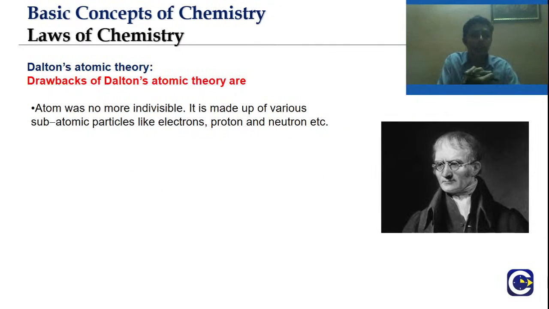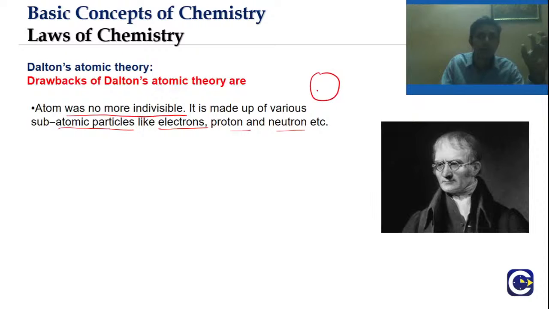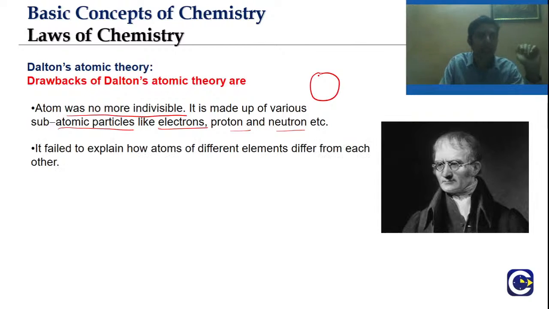But there were certain drawbacks to Dalton's atomic theory. He was telling that the atom is no more divisible, but later we studied that atoms have subatomic particles like electron, proton, neutron, and now we have so many subatomic particles, isn't it? All of that is not included in Dalton's atomic theory. He just gave one sphere as the atom. He told that this is the atom. What is there inside that? Nothing is there. This itself is final. Inside this, you cannot divide. That is Dalton's atomic theory.